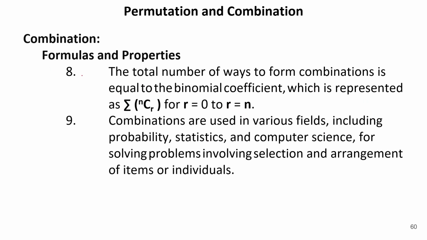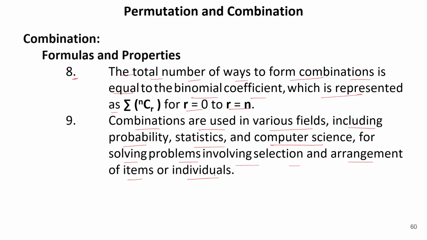Okay, so let's see the eighth formula, that the total number of ways to form combinations is equal to the binomial coefficient, which is represented as what? The summation of nCr for r equal to 0 to r equal to n. So combinations are used in various fields including probability, statistics and computer science for solving problems involving selection and arrangement of items or individuals.